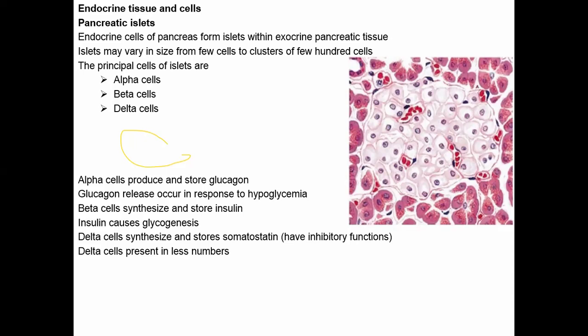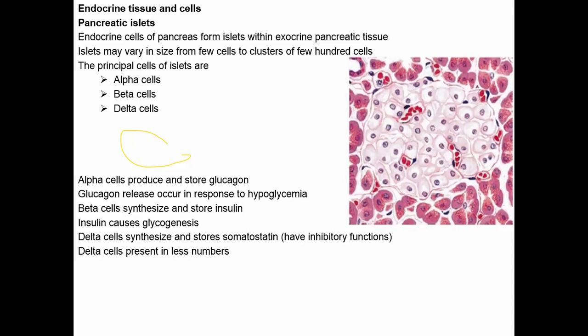So here we will discuss endocrine tissue like the pancreatic islets. As far as the pancreas is concerned, it performs two different functions. One function is the production of various hormones, and the other function is the production of various types of enzymes like pancreatic amylases, lipases, and peptidases. But here we will discuss only the endocrine function of the pancreas.